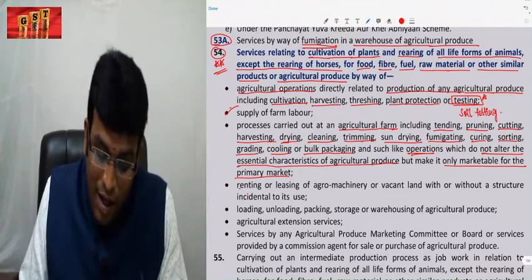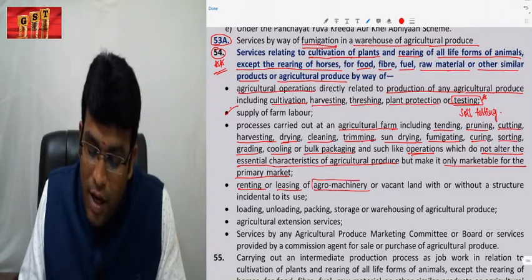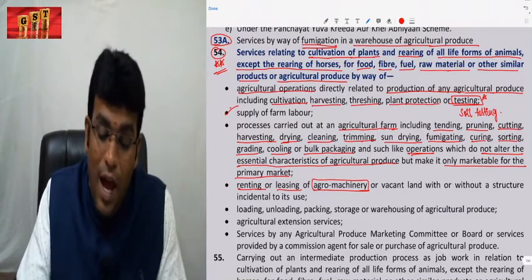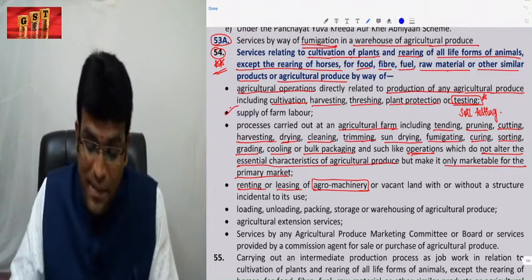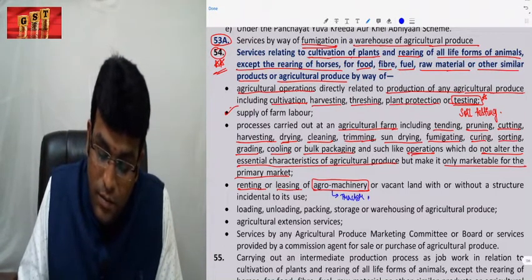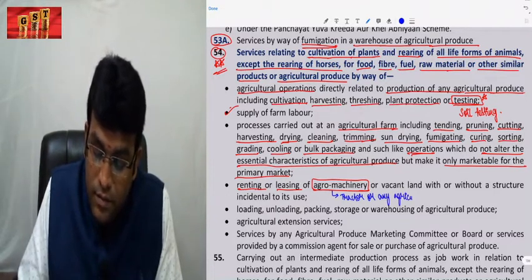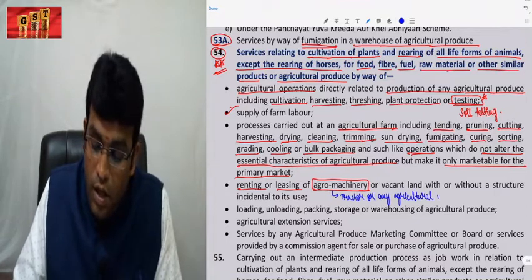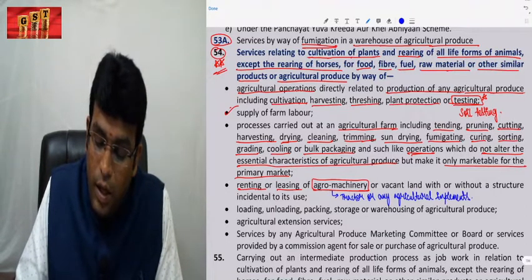Next slide. Renting or leasing of agro machinery. Friends, what does agro machinery mean? Agro machinery is something like agricultural implements, for example a tractor or any agricultural implements.